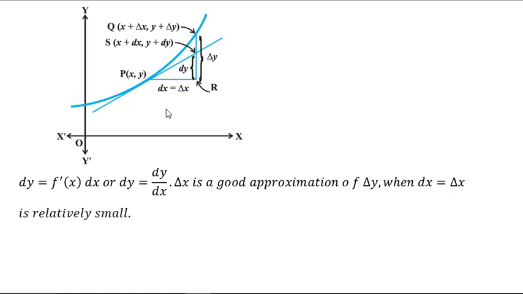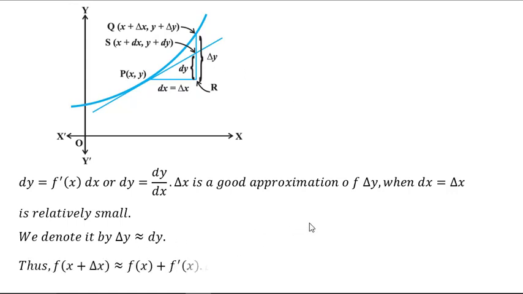So when this delta x is relatively small as compared to x, in that case, this dy is equal to delta y. So we can denote that this delta y is approximately equal to dy, and thus we can say that f of x plus delta x, which means this y coordinate, is approximately equal to f of x plus f dash x into delta x. So this is the way we can use derivatives to find the approximate value of a function.